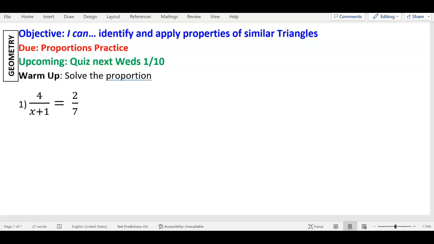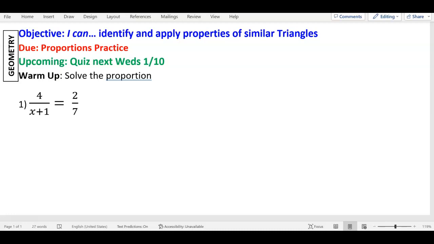What is it called, the way we solve this? Do you remember what it's called? Butterfly or cross multiply and divide, okay? By the way, look at the objective. We're talking about similar triangles today, which has proportions, okay? And quiz next Wednesday, proportions practice is due. If you didn't turn it in, you got to get that in ASAP, okay?